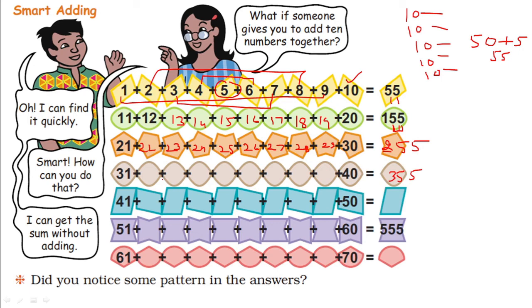Sum of 31 to 40, 32, 33, 34, 35, 36, 37, 38, 39. Similarly, sum from 41 to 50, 455. Sum of numbers 51 to 60, 555. Sum of numbers from 61 to 70, 655. So this is pattern addition.